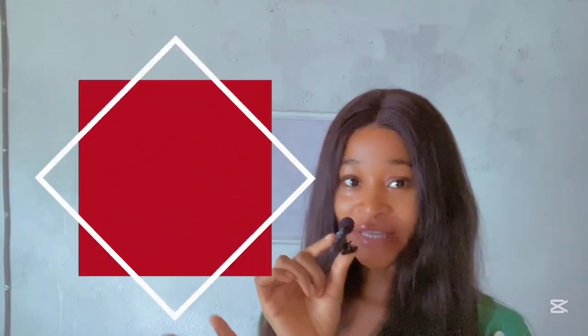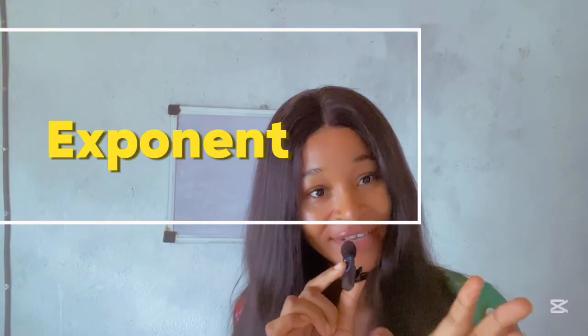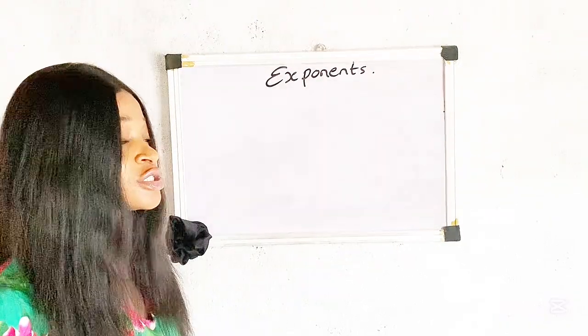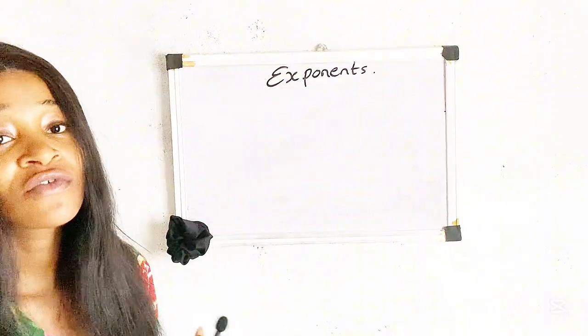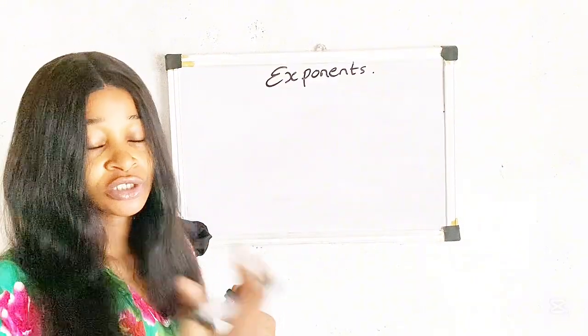Exponents. Don't worry, it's super easy. Once you get it, it becomes very, very easy. You begin to flow with it. All right, stay tuned. An exponent is just a short way of writing repeated multiplication.